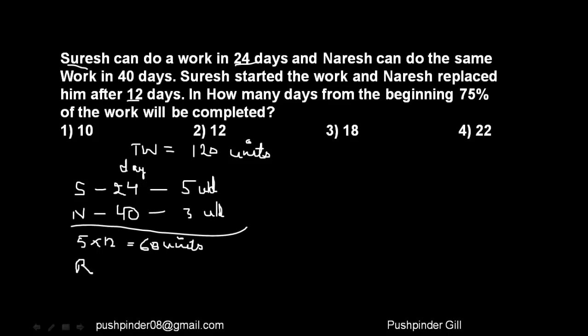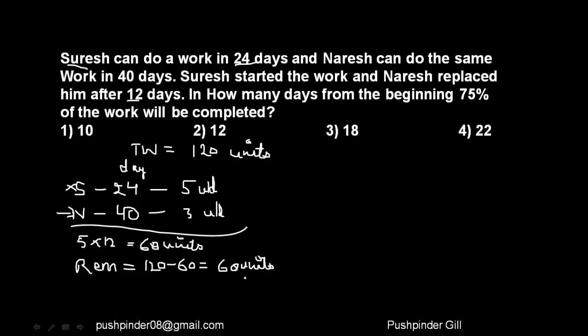Now what is the remaining work? We have to calculate the remaining work. 120 is the total number of units. 60 units have already been finished. That means the work that is remaining is equal to 60 units. Now Suresh has started the work and Naresh has replaced him. That means Suresh has gone and now it's only Naresh who is working. Naresh can finish 3 units every day, right?